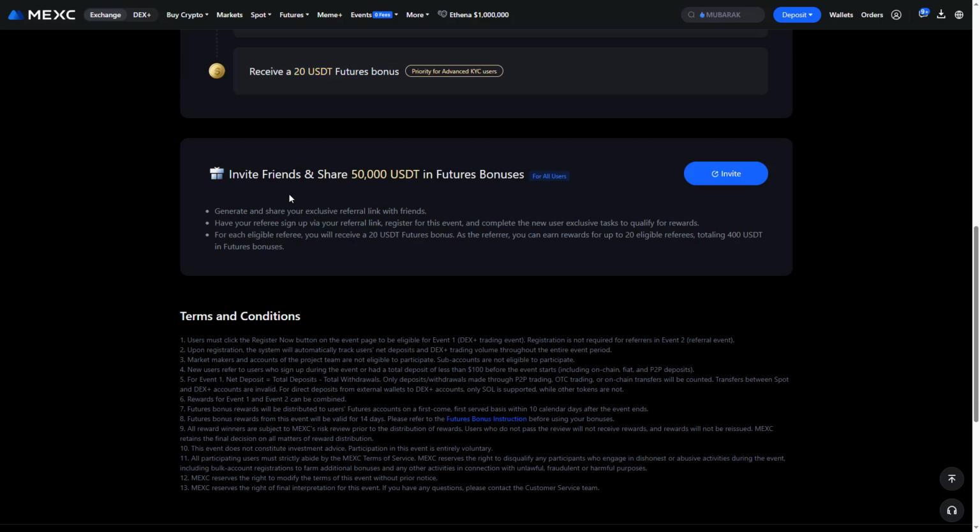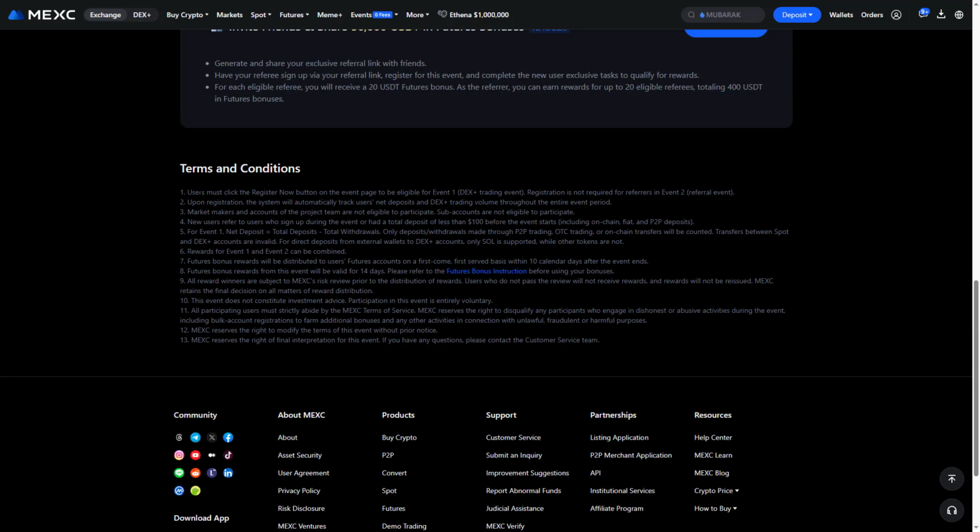Also, you can earn from inviting friends and share the equivalent of 50,000 USDT in futures bonuses. You can invite from here, and these are the terms of invitation. For each eligible referee, you will receive $20, up to 400 USDT. That's like 20 eligible people. You can benefit from that just by invitation. You also find the terms and conditions to be eligible for this event, to guarantee your earnings.